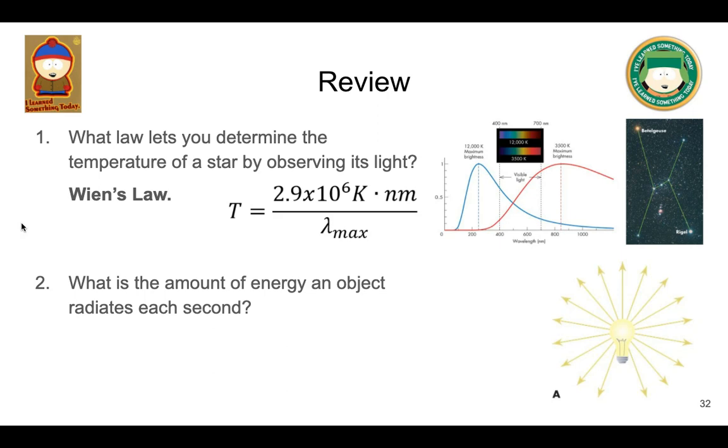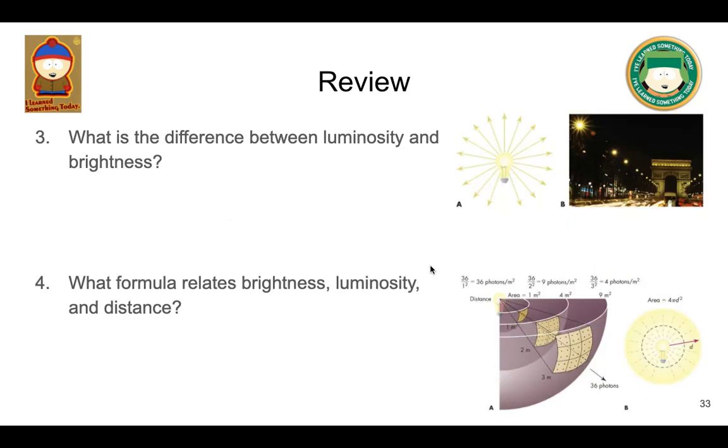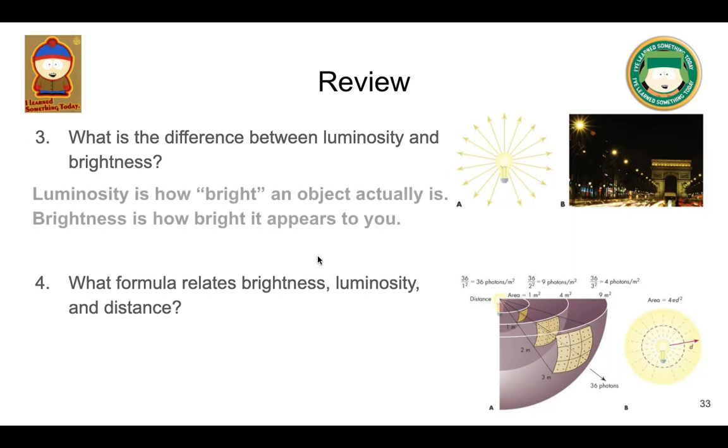So what term did we just learn that is the amount of energy an object radiates each second? Is it luminosity or brightness? It is luminosity. So again, luminosity, you can think of it, that's how bright it actually is. Brightness is how bright it appears to be, which is the answer to this question. What is the difference between luminosity and brightness? Luminosity is how bright the object actually is. Brightness is how bright it appears to you. So again, all of these streetlights, they're equally luminous. The ones that you're closest to, you're going to say those are brighter because they appear brighter to you where you're standing.